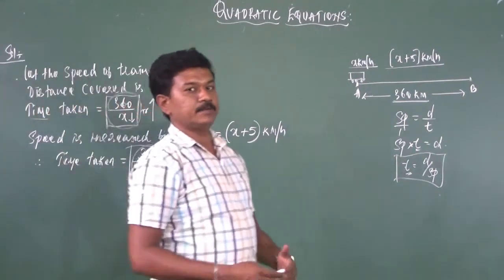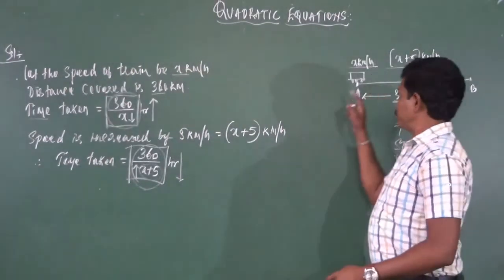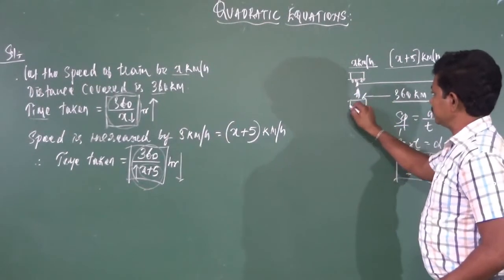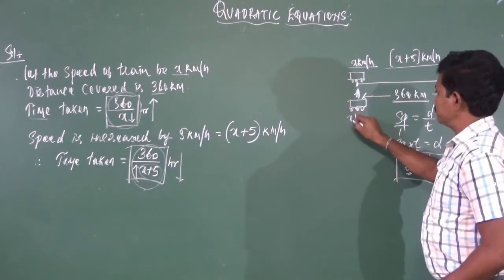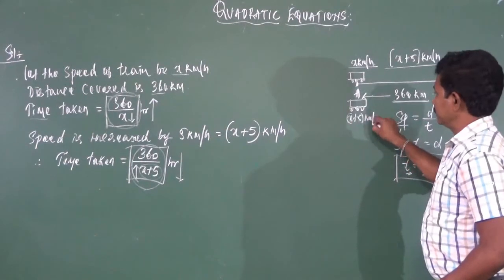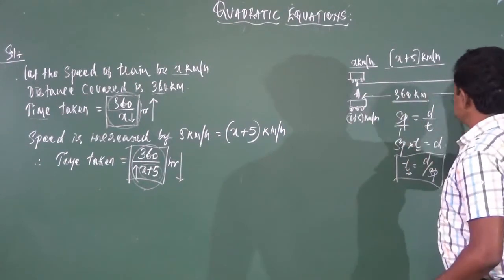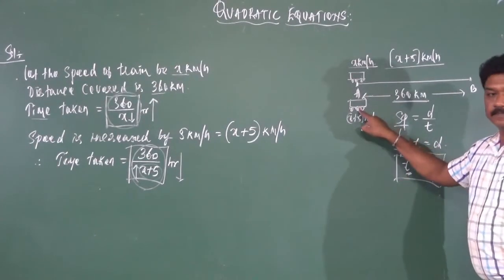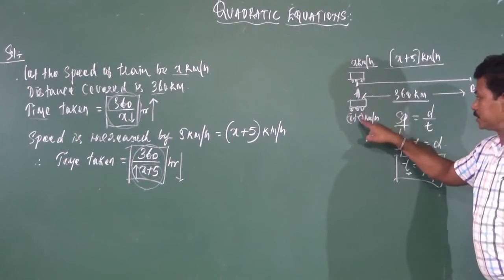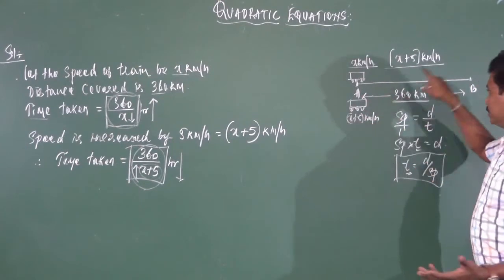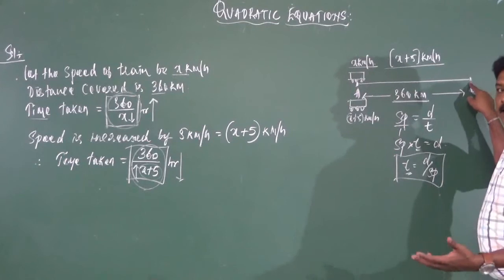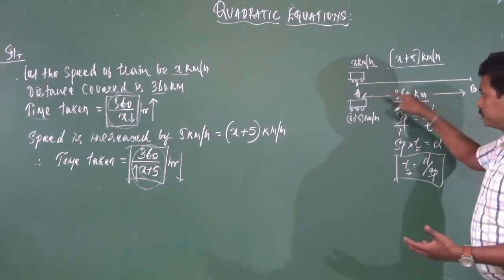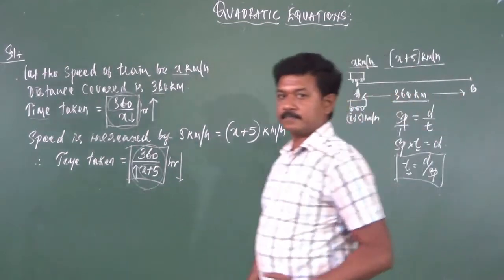For example, just imagine two trains starting from point A. One is traveling at x km per hour, another train is traveling at x plus 5 km per hour. Do both the trains reach point B at the same time? No, because one's speed is more and the other's speed is less. So the train whose speed is more reaches point B, and after 1 hour the other train reaches it. So the difference between the timings is 1 hour.